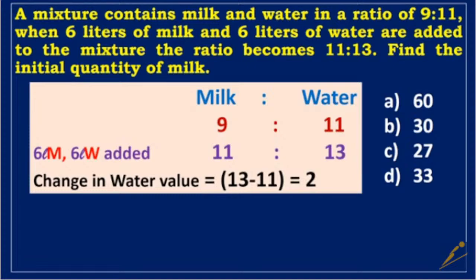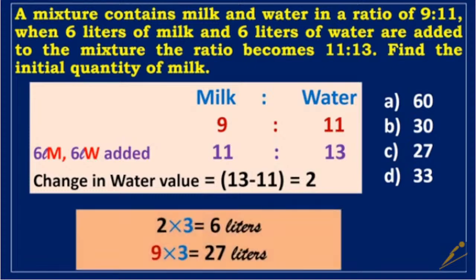The change in water value would be 2 liters. This means the 2 liters in 3 times yields 6 liters of water. To find the initial quantity of milk, the initial value of 9 should be multiplied by 3. The 9 liters in 3 times yields 27 liters of milk.